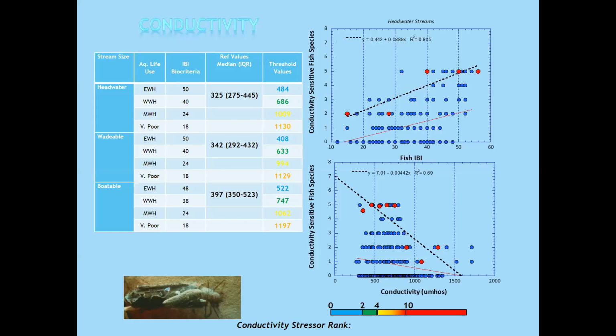But once again, that reverses in this particular example with fish IBI and conductivity sensitive fish species, because we would still expect to maintain a good correlation between our fish IBI and the conductivity sensitive fish species. As our fish IBI increases, the conductivity sensitive fish species are also increasing, and the relationship is a very good one. I don't have the pointers on this one, but you could see that a score of 4 for those fish species would be relative to our fish IBI of 40.